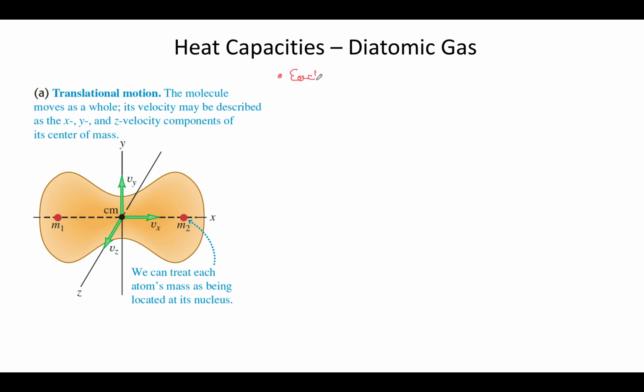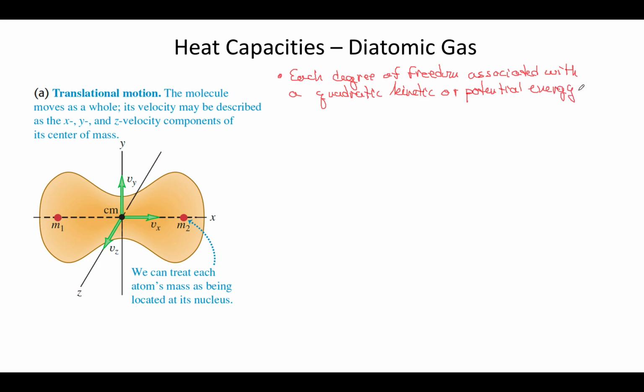Not to get too highfalutin, but I might as well give it to you straight. Each degree of freedom is associated with a kinetic or potential energy. More specifically, a quadratic kinetic or potential energy. So what we're picturing here is 3 translational degrees of freedom.